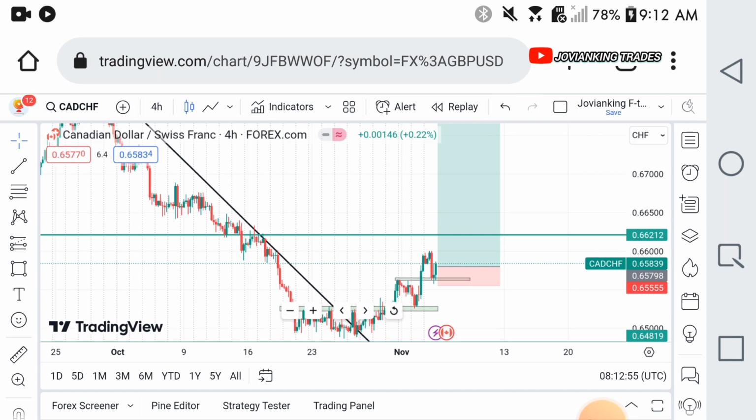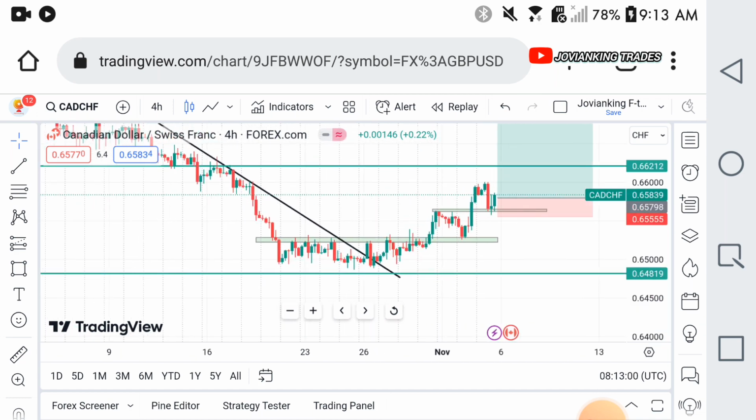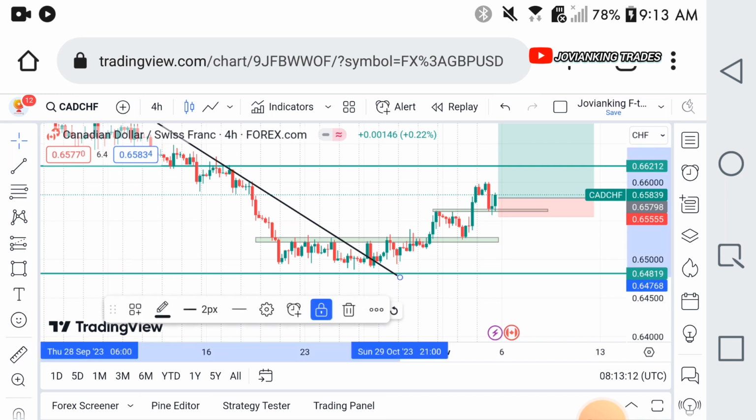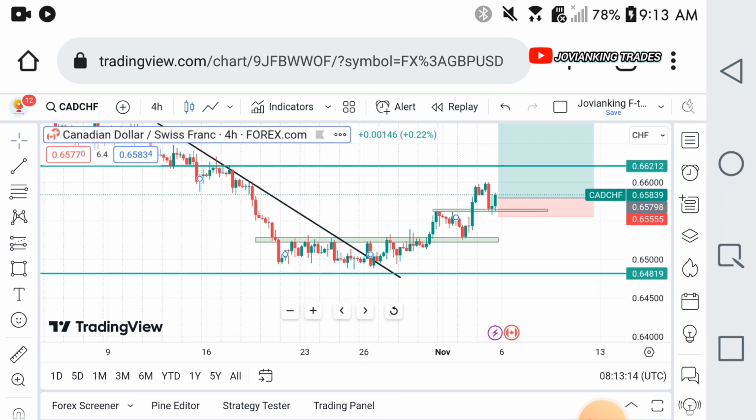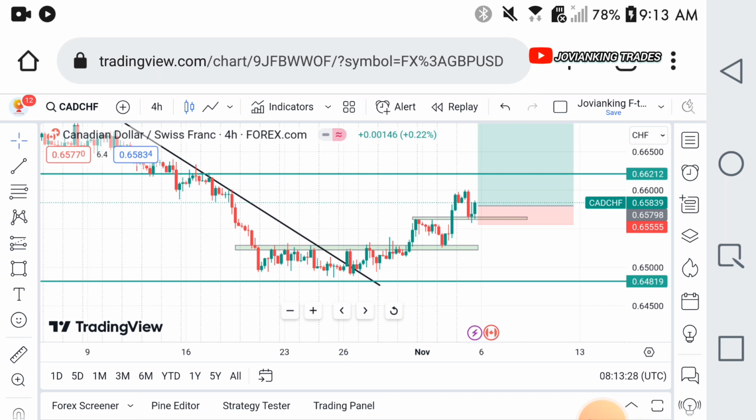So how was I able to get this particular setup? CADCHF is a kind of pair that maintains market structure very, very well. You don't even need to draw a trend line again. You just need to plot your support and resistance. The moment market broke this black trend line, you see the market made a consolidation phase, broke the consolidation phase, and retested successfully at this particular level. The moment market retested here, you see that market made another impulsive move and it's retesting here.